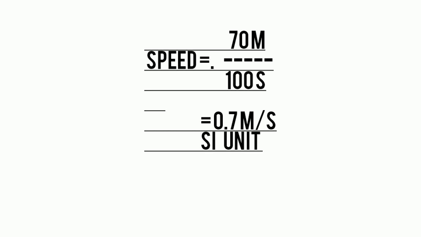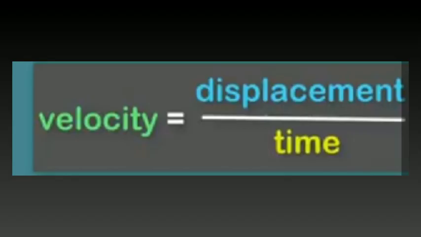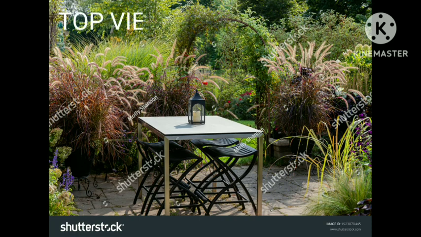So that is the SI unit of the speed, because it is distance by time. So the unit is meter per second. Now let us talk about the velocity. Velocity is defined as the rate of change of displacement. So similar to speed, the formula is going to be displacement by time.